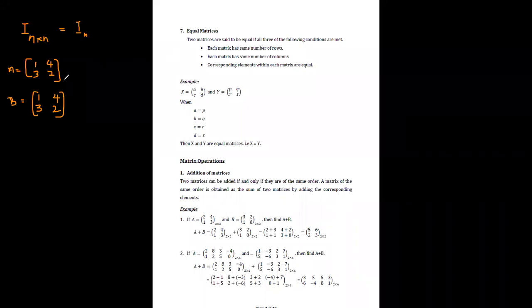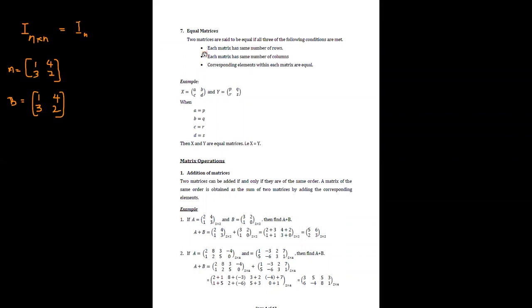Therefore, here also we can see that this is a 2 by 2 matrix, with 2 rows. Here we have 2 columns, and here also there are 2 columns in matrix B. Therefore, matrix A has 2 rows and 2 columns, and matrix B has 2 rows and 2 columns. Now you can see that the first two conditions are satisfied.